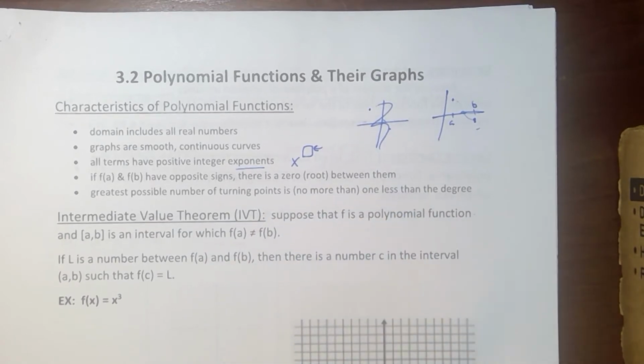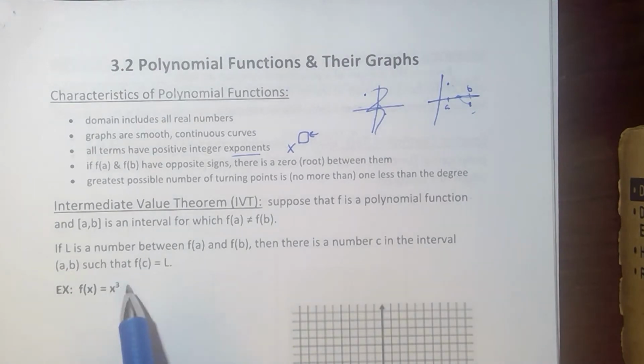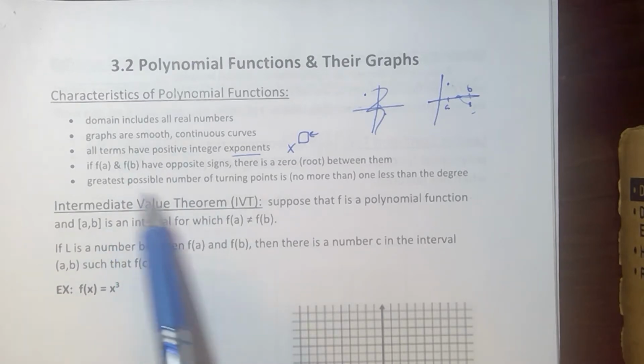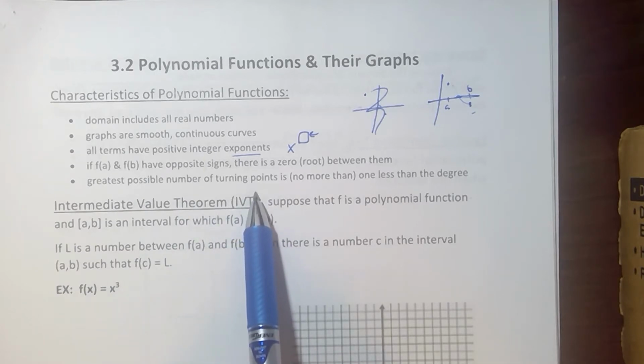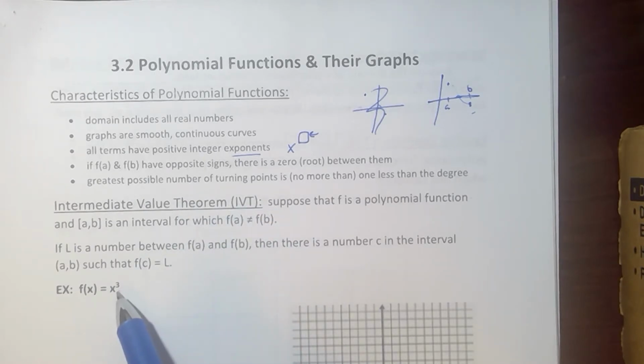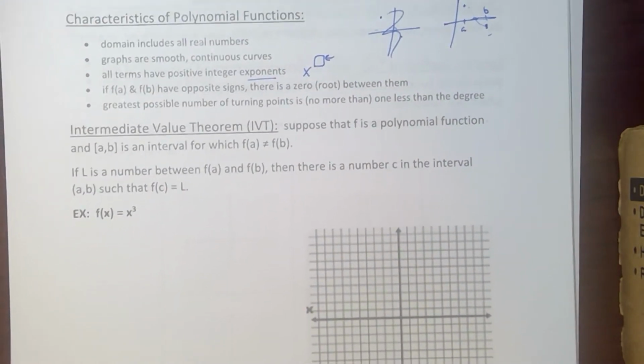Finally, for all polynomial functions, the greatest possible number of turning points is no more than 1 less than the degree. Now we're going to talk about this later, but just to introduce you, here I have x cubed. This is a cubic function. It is a 3rd degree polynomial. This last point tells me that my cubic function won't turn more than 2 times because I take the degree and I subtract 1 to see how many turns I might have in my graph.